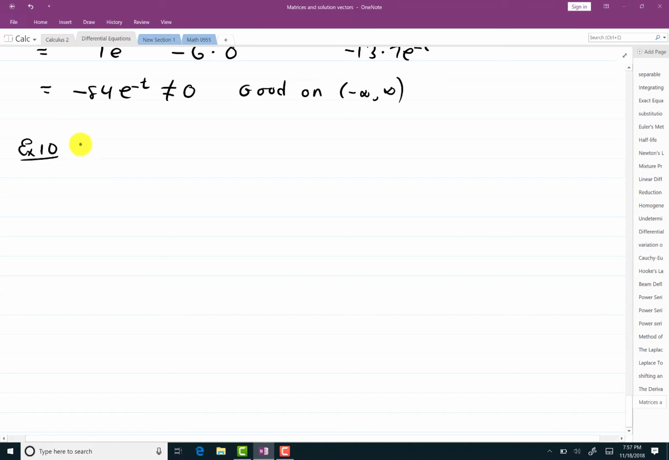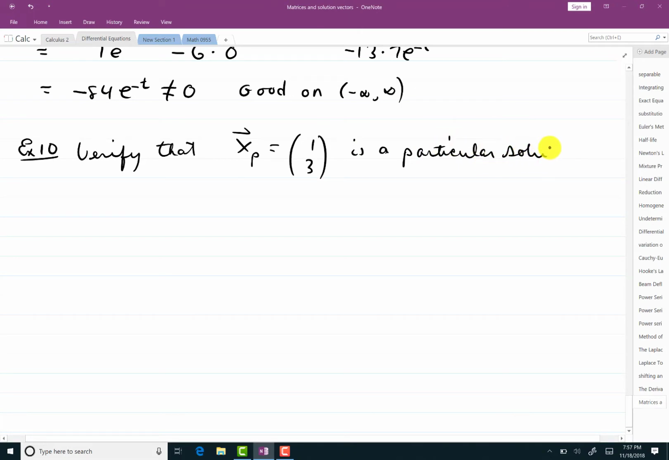For the next example, let's verify that x arrow sub p equals 1, 3 is a particular solution to x arrow prime equals 2, 1, 1, negative 1, x arrow plus negative 5, 2.